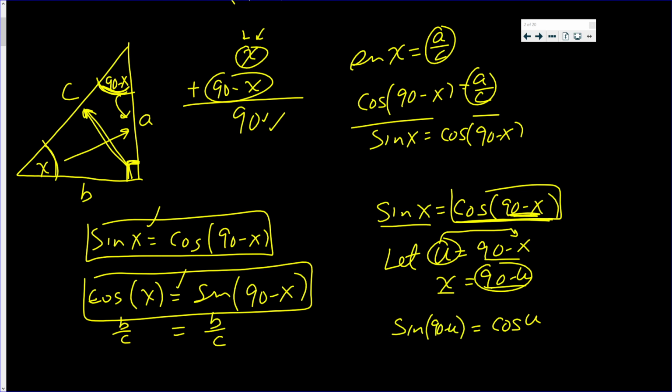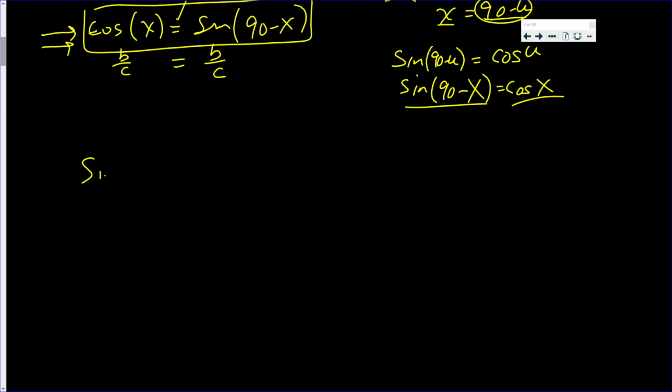But u is just a dummy variable. I can let u be x, maybe big X, so it doesn't look like the original x. The cosine of an angle is equal to the sine of 90 minus the angle. That's exactly what we set out to prove, and I used the first fact that we derived to do that.